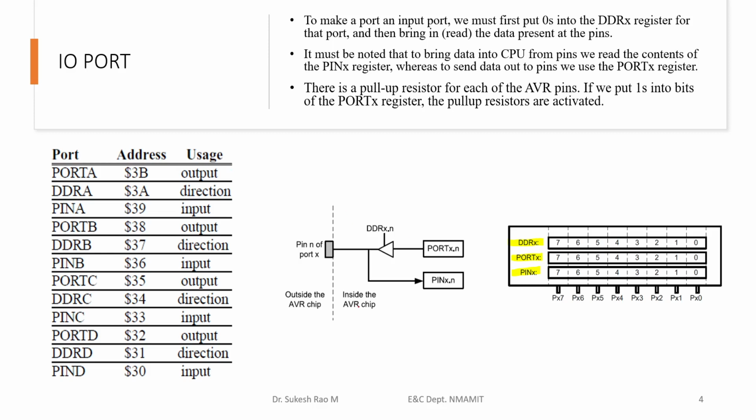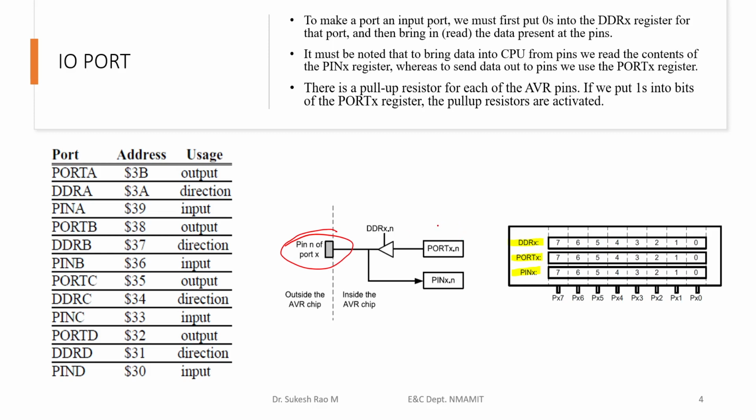Look at the structure of this IO port. This is the pin that comes out of the IC. This part that comes out of the IC is called a pin. We will be reading the pin using the PIN register, that is PINA. When you are dealing with a particular bit, I say PINA dot 7 or dot 6 or dot 5 and so on. And you have a PORT register where you are sending the output.